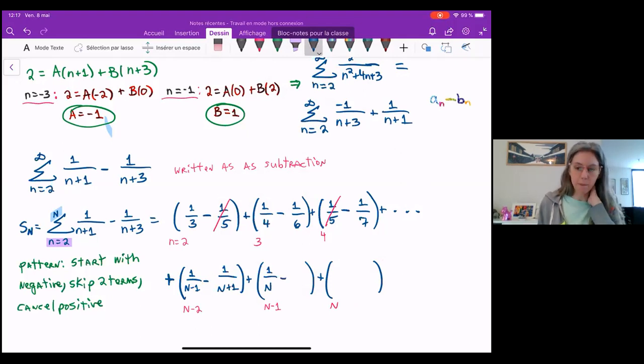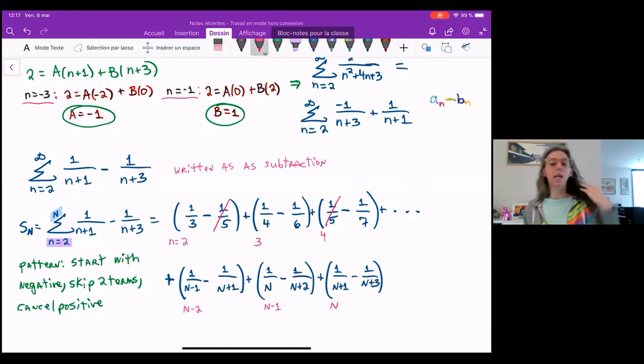Minus, plug in n minus 1 to n plus 3. N minus 1 plus 3, that's 1 over n plus 2. Then I'm plugging in n, and nothing is going to change here. So I'll have 1 over n plus 1 minus 1 over n plus 3. Now, we can see that there are certain things that easily cancel out at the end. That minus 1 over n plus 1, we have right there.